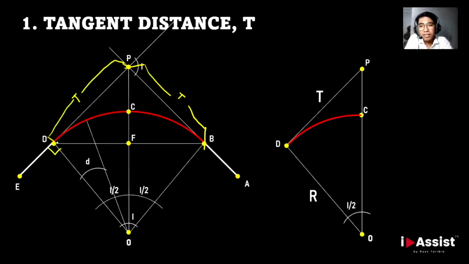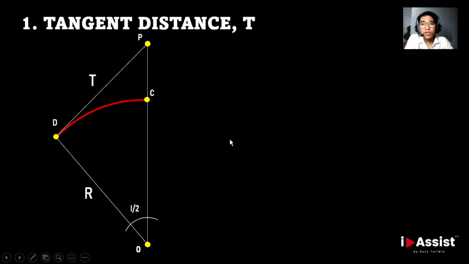Para mahanap natin si T, this one, ang gagamitin natin ay etong triangle na ito. Yan. Hiniwalay na natin. Ito yon. Okay? So, this is point P, this is point D, this is point O. So, this is triangle ODP. Okay? Nandito yung ating circular arc, at yung ating radius, ating tangent, at syempre yung angle natin na itong I over 2.